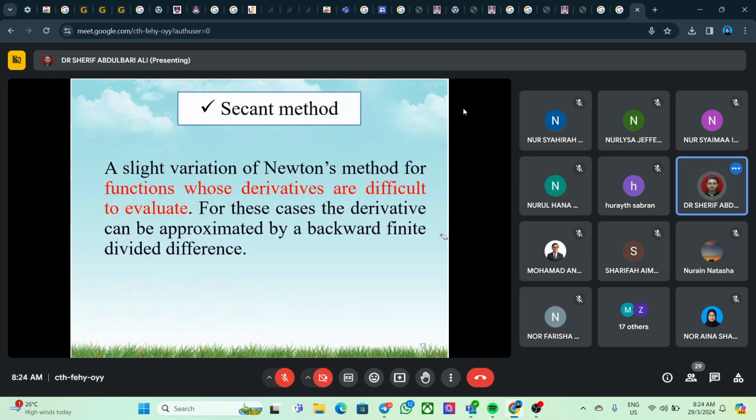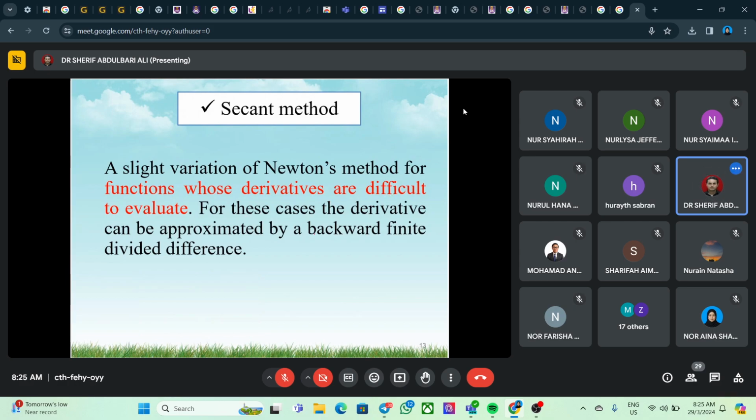Okay, the last method for today, which is the secant method. It's a slight variation of Newton methods, and somehow it's more efficient. It's like the efficiency of the Newton-Raphson, but it's a little bit different because here for the secant method, we are not going to use a derivative as Newton-Raphson. So it's a slight variation of Newton methods for functions whose derivatives are difficult to evaluate.